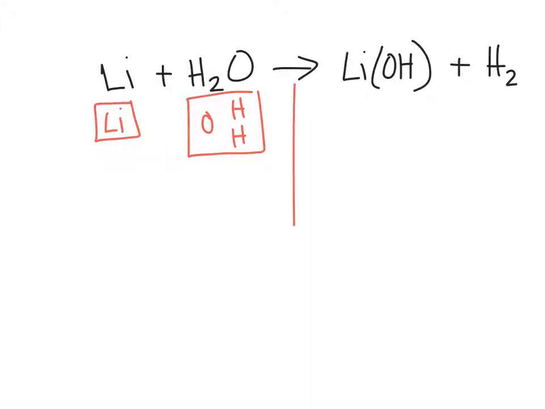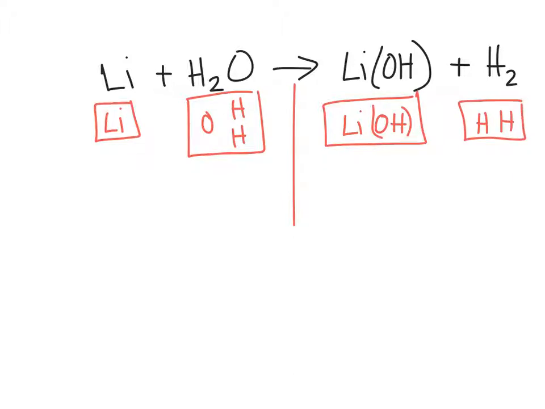Here's my line down the middle. On this side I have to write LiOH. I'm going to put it like that, and you'll see why in a second. And then I have HH. Once again, you can't change up anything. You can just add boxes of what already exists.